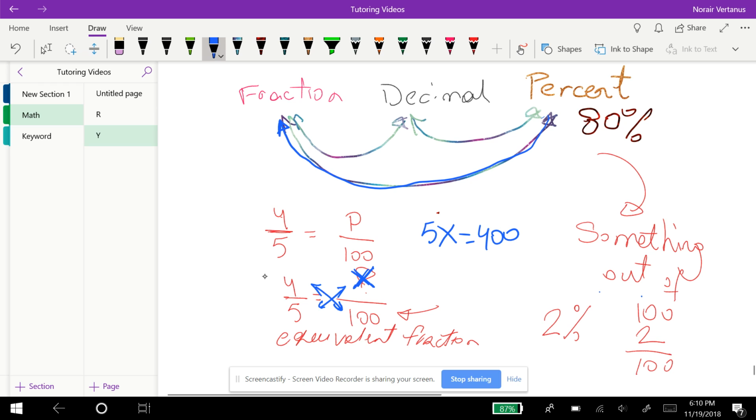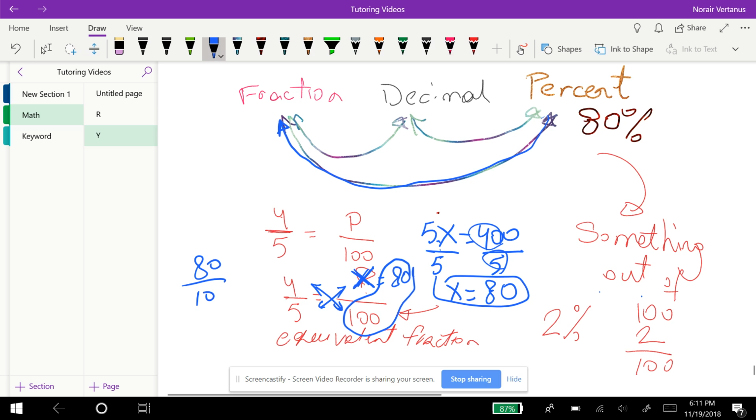To solve for x, there's multiplication between 5 and x. The opposite of multiplication is division. Divide by 5, divide by 5. x is equal to 400 divided by 5, which is 80. So we got x equal to 80. Therefore, this fraction is 80 over 100. Now you can tell 80 over 100 is what percent? It's 80%. So I just showed you how to go from fraction to percent, right?